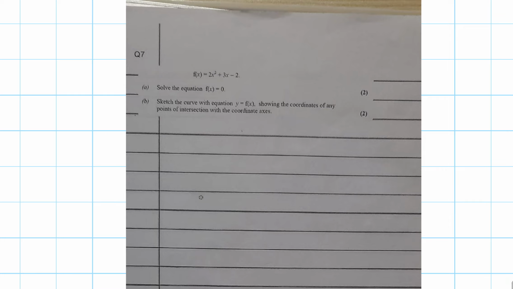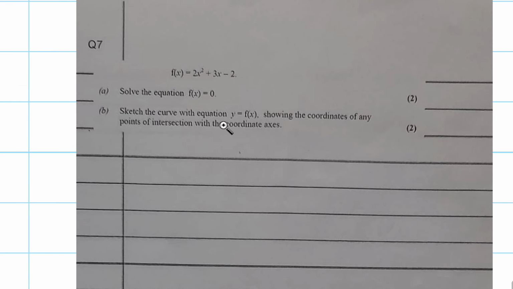So first question is question 7, f of x equals 2x squared plus 3x minus 2. Solve the equation f of x equals 0. So there's several ways of approaching this question. Essentially we just say 0 is equal to 2x squared plus 3x minus 2.